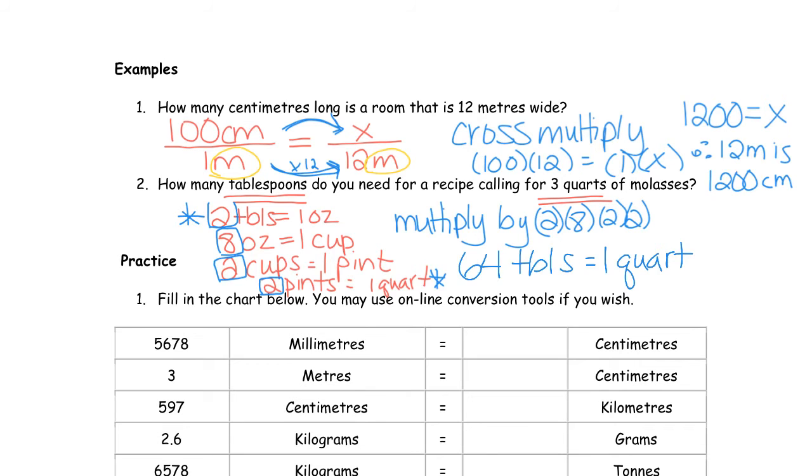And so if I know that 1 quart is equal to 64 tablespoons, then to get 3 quarts, I would have to multiply by 3, or I can write it as that equivalent fraction, right? I could have 64 tablespoons, 1 quart, is equal to how many over 3 quarts? And I can multiply by 3. So when I multiply that 64 by 3, 3 quarts is equal to 192 tablespoons.